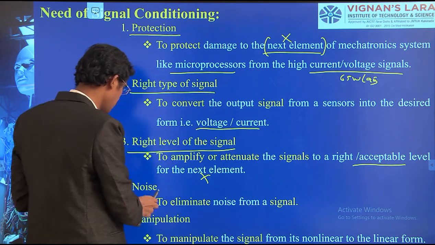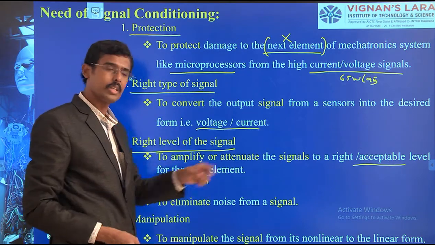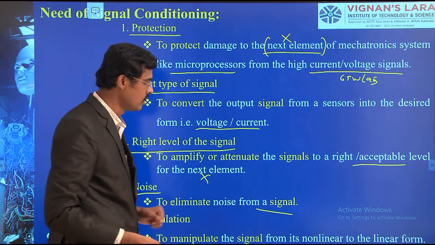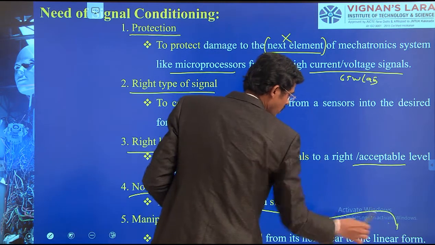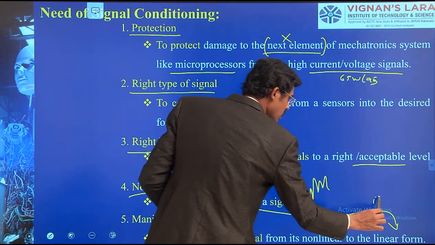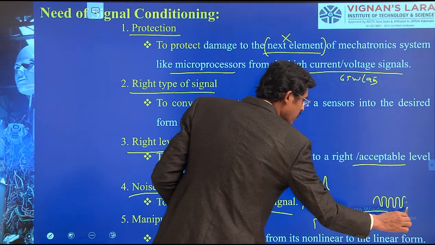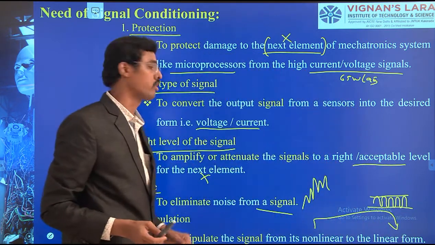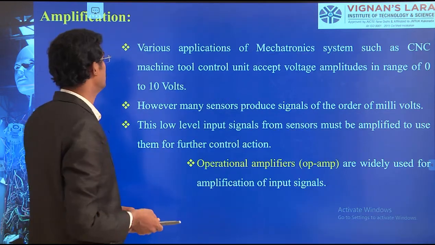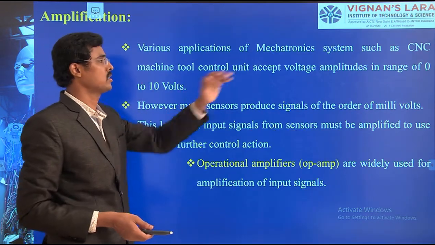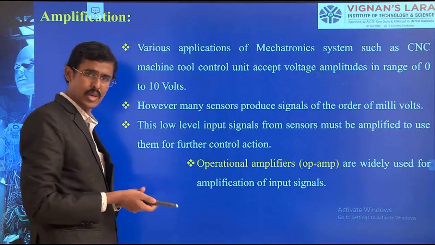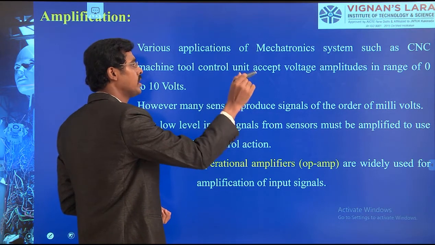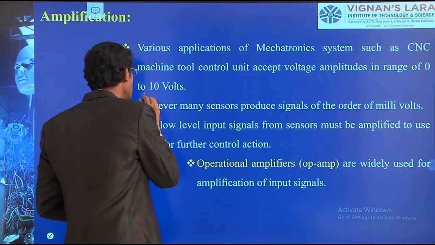Then there is noise, which we eliminate. In general, we manipulate the signal from its non-linear form to a linear, regular, uniform format. Both are uniform formats, and those things we have to do. In various applications of mechatronics systems, such as CNC machines, the machine tool control unit accepts voltage amplitudes in the range of 0 to 10 volts only.